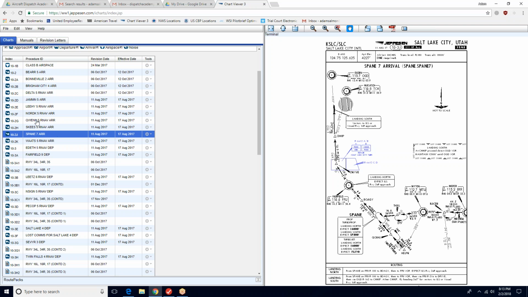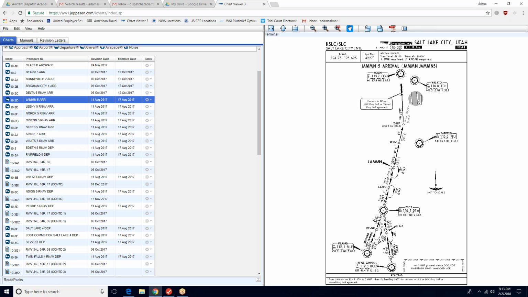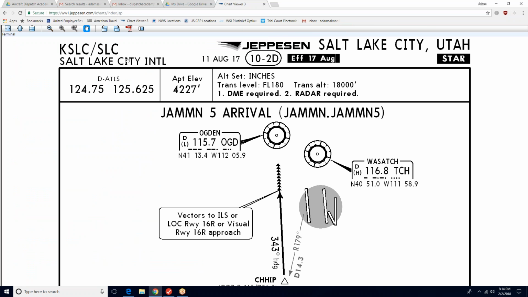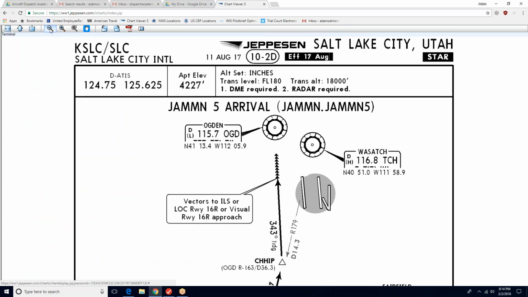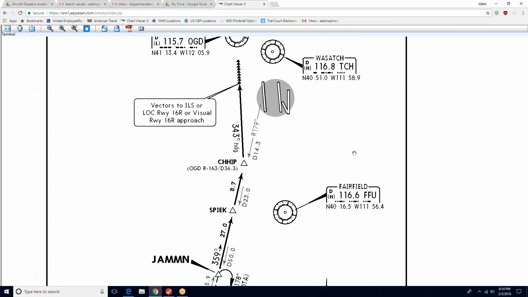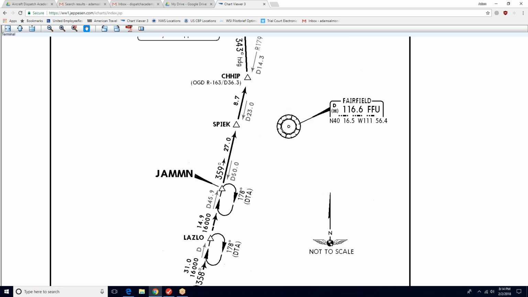It's Spain 7. Okay, we'll look at this one here. This is the Jammin 5 arrival. We'll just look at it backwards. Now here's our airport. You can see up there.